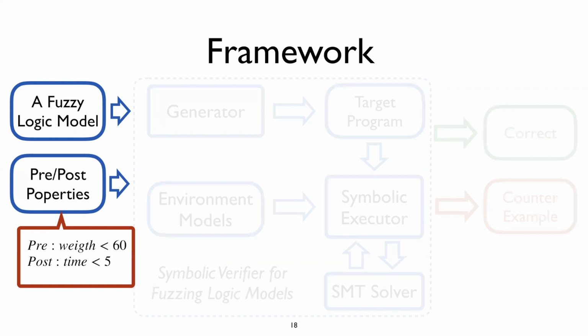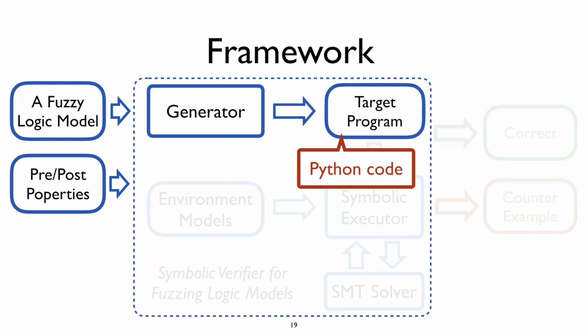The input model must contain information on fuzzification functions, inference rules, and defuzzification functions. The properties should be relations between the model's input and the outputs, which can be specified as pre-post conditions. For example, the egg cooker needs to at least satisfy the following property. When the egg is less than 16 grams, the cooking time should be less than 5 minutes.